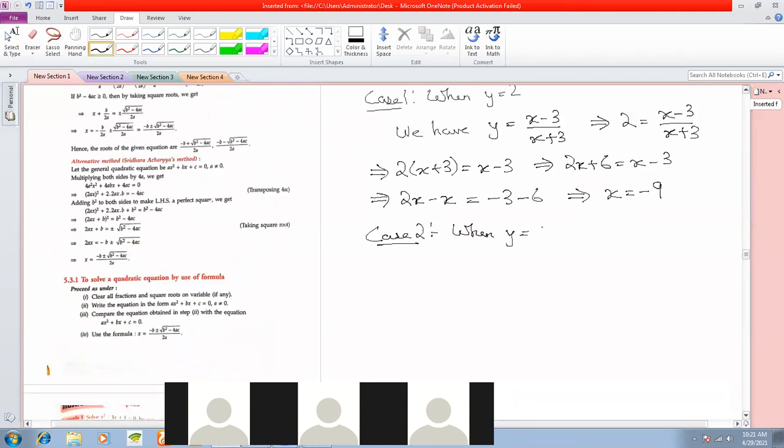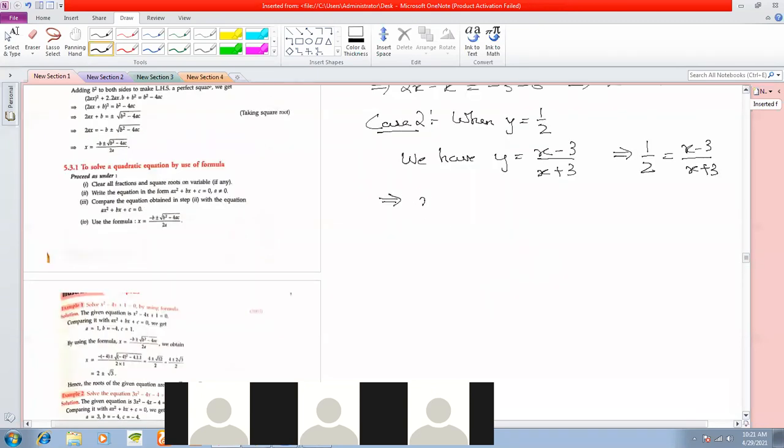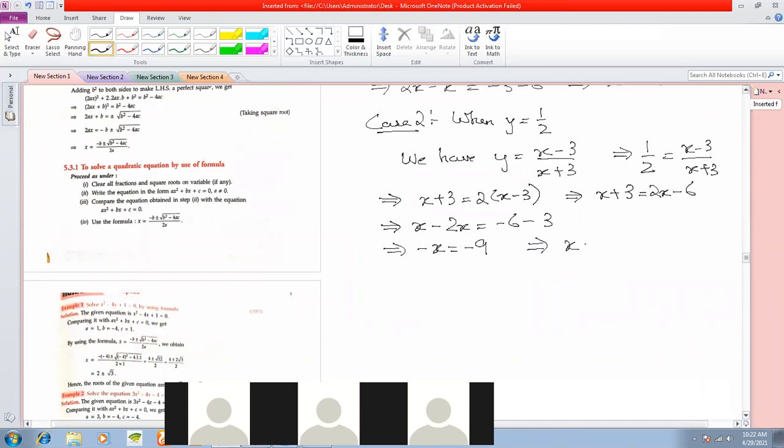So when y is equal to half, we have y is equal to, again, we have taken y as (x minus 3) by (x plus 3). Now put the value of y: half is equal to (x minus 3) by (x plus 3). And you cross multiply. You get x plus 3 is equal to twice (x minus 3). That means x plus 3 is equal to 2x minus 6. I take x on one side. x minus 2x is equal to minus 6 minus 3. That means you have minus x is equal to minus 9. So you're getting x is equal to 9.